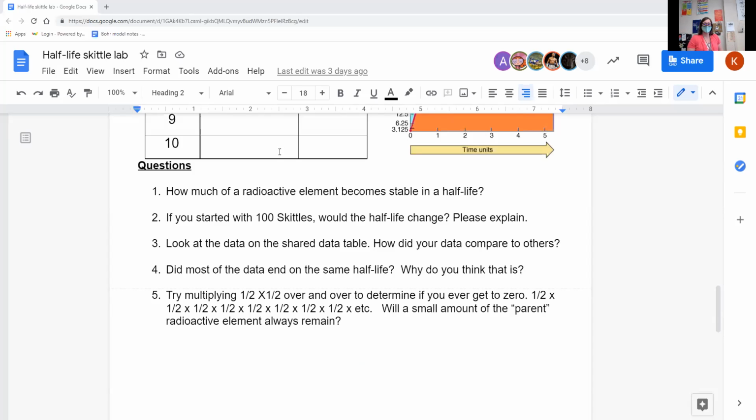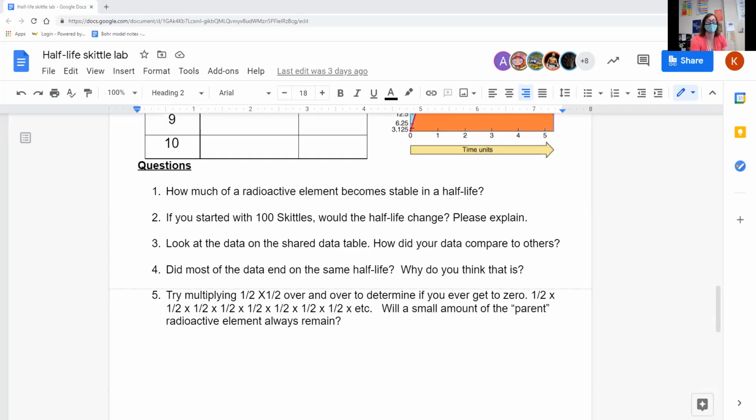No, right? But about half each time. And you guys, for the most part, we are seeing patterns of it took about 4 or 5 steps for most people to be down to 0, 4 or 5 half-lives. It took some people 3 half-lives, took some people 5. So it was approximately half each time, but not perfect.